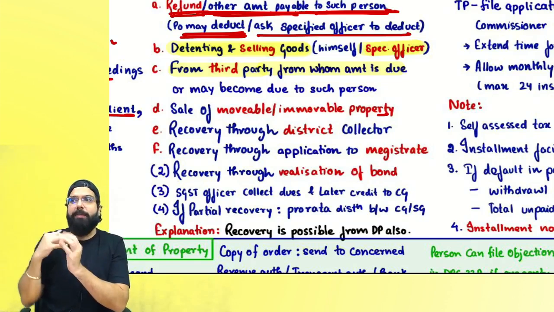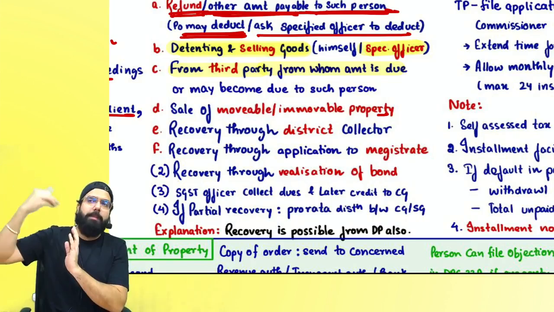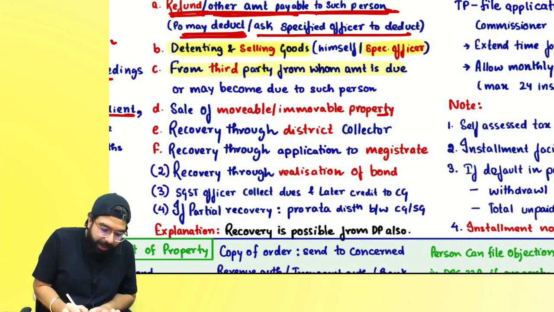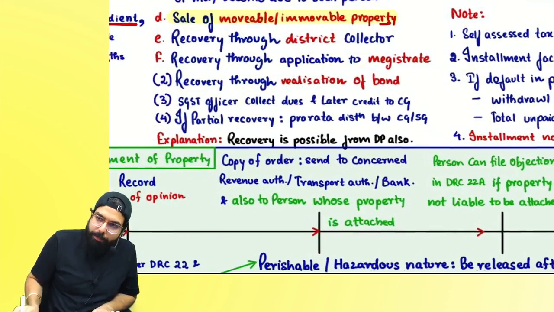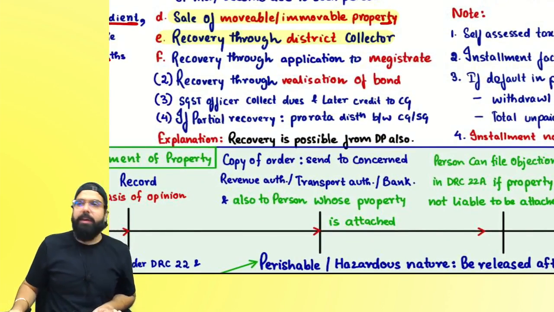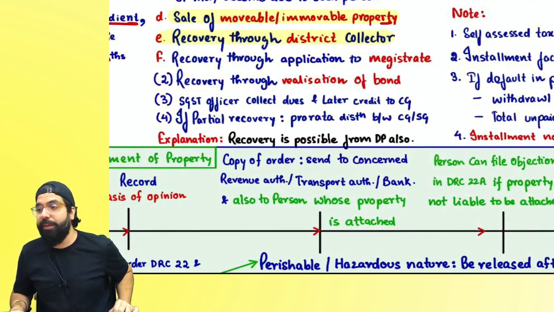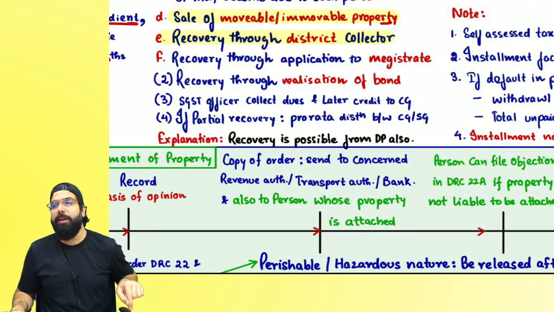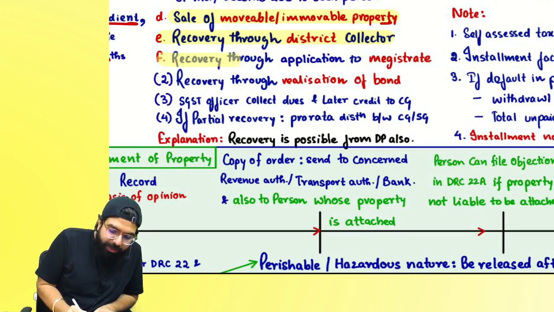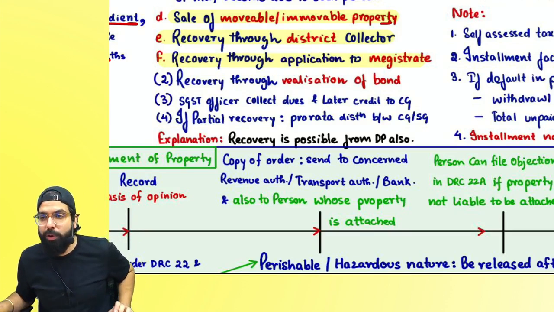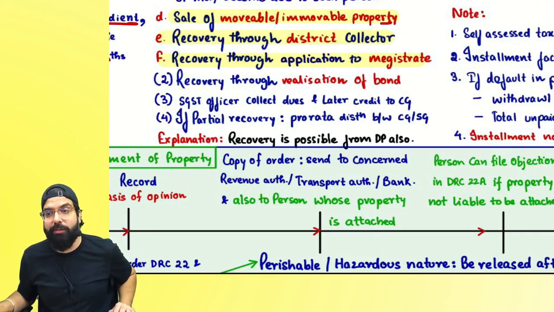From anyone from whom I have an amount receivable, or an amount that might become due to me in future, recovery will happen from that amount. Then, sir, sale of movable and immovable property: they can also do that recovery through the district collector. A certificate will be given to the district collector by your officer. Now, the district collector will come and recover the amount from you as if it were land revenue arrears. Now, the officer can also make an application to the magistrate. The magistrate will collect the amount from you as if it were a court fine, and if the court fine is not paid, they will send you to jail.